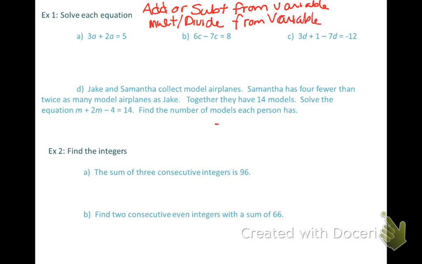But in this section right here, you also are going to combine like terms on the same side.